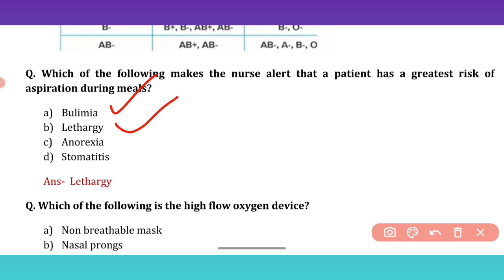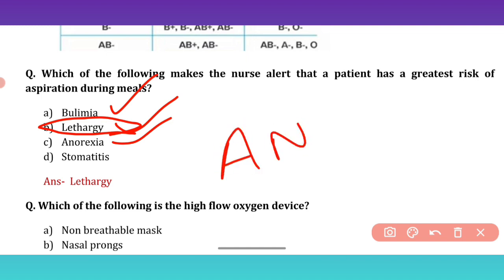See, obviously we have to think about lethargy, because during lethargy the patient will not be that energetic, or the patient will be semi-conscious. So there is a chance for what? Aspiration. So we can consider option B. What about anorexia nervosa? Anorexia, A-N-O. No means they are saying no to the food.